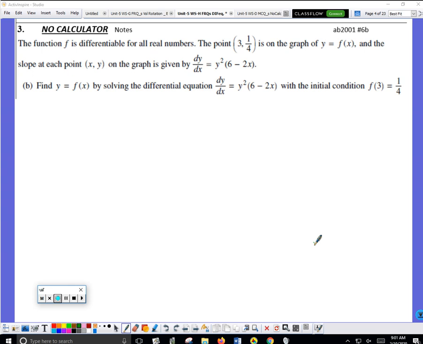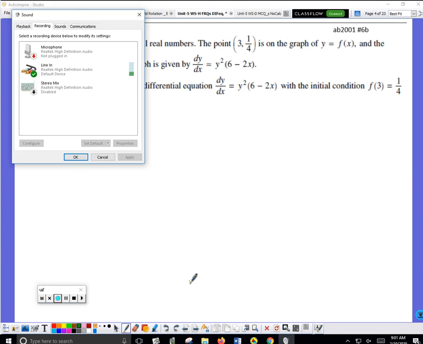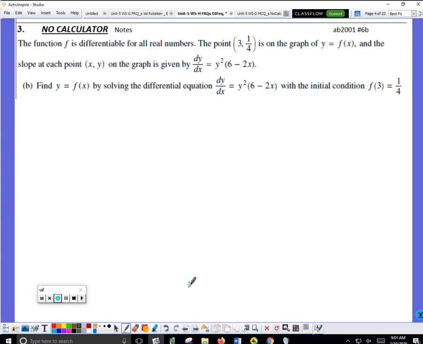It says f is differentiable. This point is on the graph of f. So we have a point on the graph of f. Again, they use this notation to indicate that the graph could be considered f of x equals something, or it could be y equals something. It's the same idea.